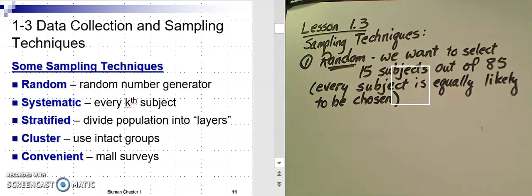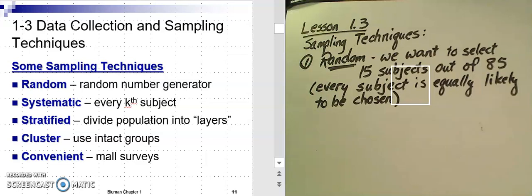Now, in choosing our samples from the population, remember that word from earlier, we have several techniques that we can use. And one that's mentioned here is a random sample. And that involves using a random number generator. Well, before we get into that, I'd like for you to think about it like this. Suppose we want to select 15 subjects out of 85. So we've got 85 items and we want to choose 15 of those. And every subject is equally likely to be chosen. Okay, now that's the nature of randomness, that each subject has the same chance of being chosen.